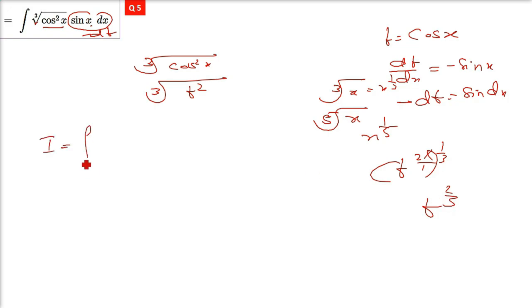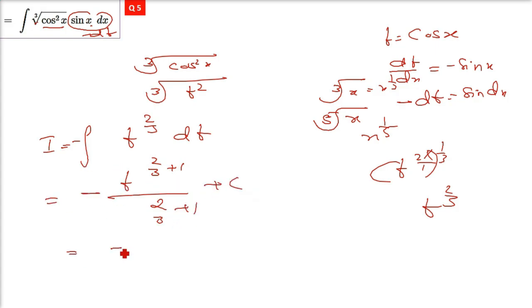So the integration will be equal to the integration of t raised 2 by 3. In place of sin x dx, just put negative dt. The negative comes outside. It will be t raised 2 by 3 plus 1 divided by 2 by 3 plus 1, and this is negative. Now see, 2 by 3 plus 1 is simply 5 by 3. It goes up, it will become 3 by 5.